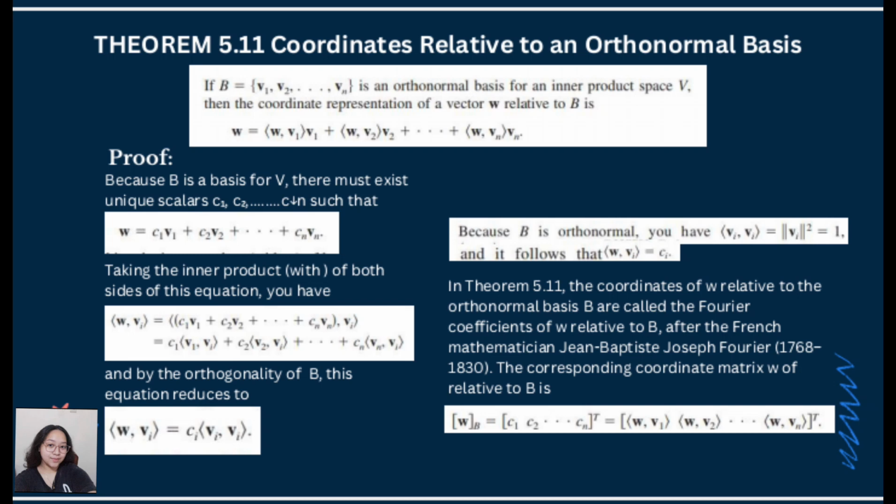So, in Theorem 5.11, the coordinates of W relative to the orthonormal basis B are called the Fourier coefficients of W relative to B, after the French mathematician Jean-Baptiste Joseph Fourier, 1768 to 1830. The corresponding coordinate matrix of W relative to B is W sub B is equal to C sub 1, C sub 2, up to C sub n, raised to T, which is equal to the inner products of W and V sub 1, W and V sub 2, up to W and V sub n, raised to T.